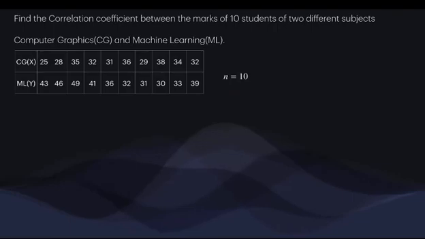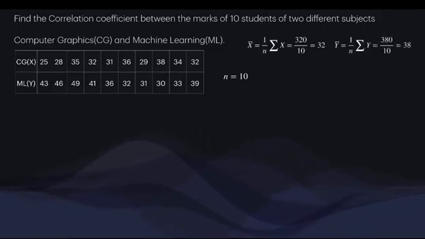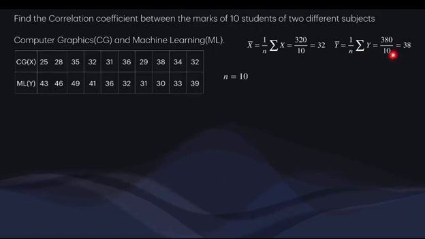Now let us calculate the mean of x and mean of y. We just name computer graphics as x and machine learning as y. So we'll find the mean of x and the mean of y. That means you just take the total of x and divide by number of terms here. So that is 32, and also you take the total of y and divide by number of values, that is 30. So you get the mean of x and mean of y.